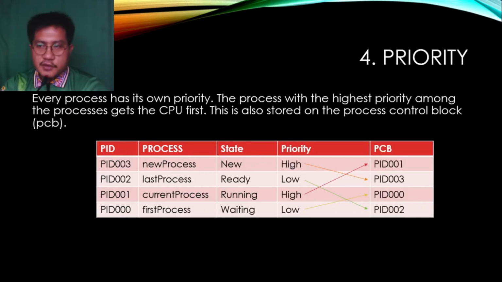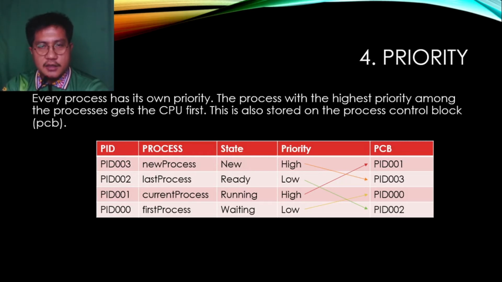The fourth one is priority. In process management, every process has its own priority. The process with the highest priority among the processes gets the CPU first, and this is also stored in the process control block, or the PCB, to determine which processes need to be executed first, second, third, up to the last, or maybe at the same time.